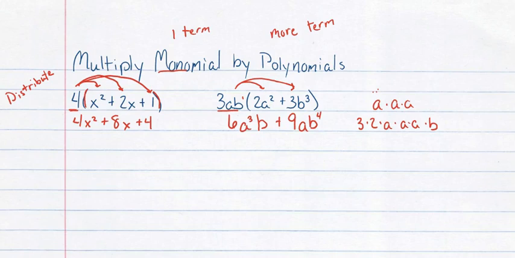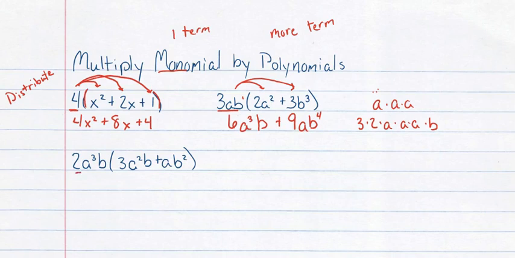Okay, let's take a look at another one. Let's say I have on the outside 2a to the third b, and then in parentheses, let's say I have 3a squared b plus ab squared. Okay.